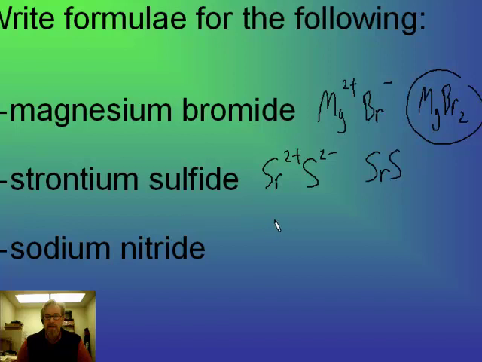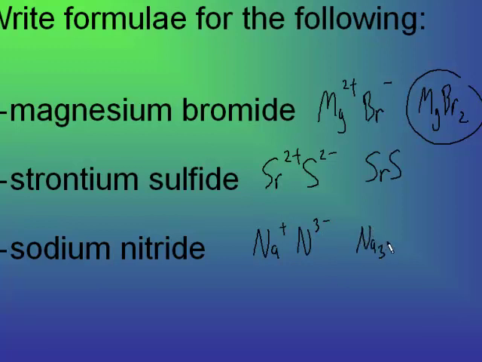Sodium nitride. Sodium is in group 1, so it's 1+. Nitrogen is in group 5, so those are 3-. So when I charge swap this, Na3N is the formula that I have.